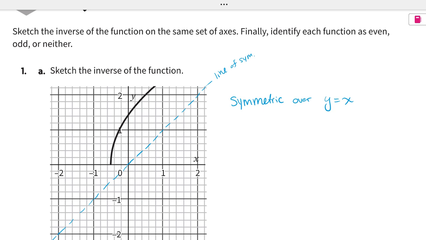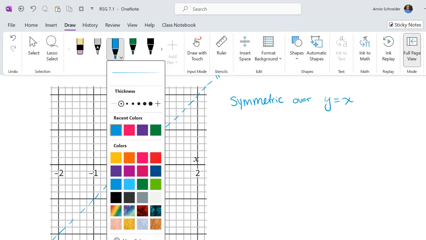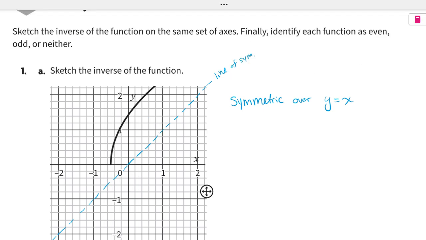Okay, not perfect, but there we go. So we're going to reflect over that line. And you can pick some points if you want, if you find that helpful. Here we're starting on the x-axis in the negative side. So I'm going to start on the y-axis on the negative side, about there. And as our x's are increasing, so are our y's. So this time, as our y's are increasing, so are our x's.